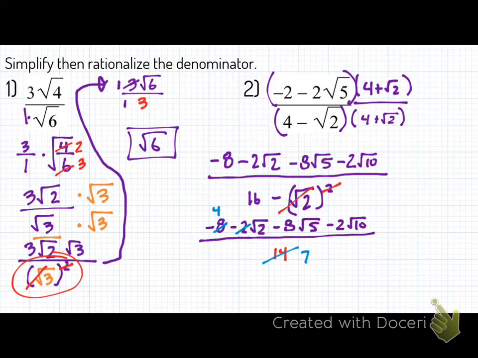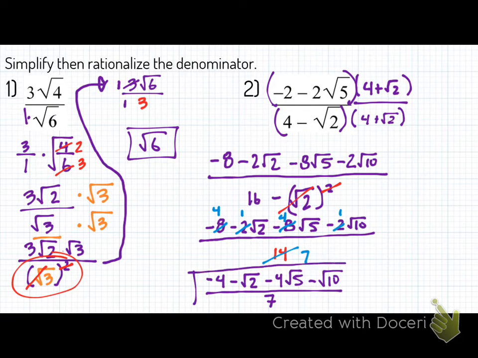This is going to be negative 1, negative 4, negative 1, right? So can't simplify it anymore. So now we're going to rewrite this again with our final answer. Negative 4 minus 1 times rad 2 is just rad 2. Minus 4 rad 5, all, and then minus 1 rad 10, which is minus rad 10, all over 7. Okay, can't simplify anymore. That's your final answer.